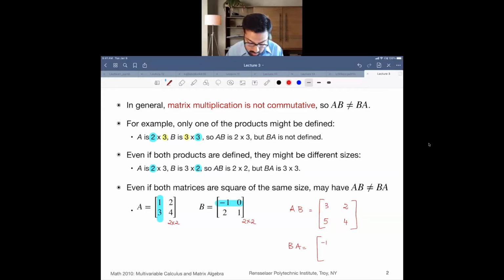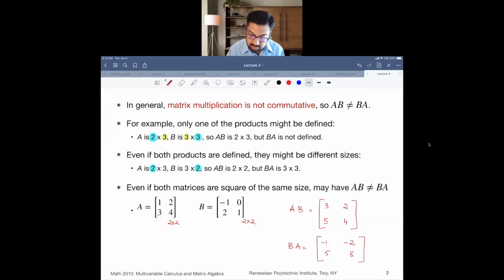Row 1, column 2 will give us -2 plus 0, -2. And then we are going to move to the second row here. So second row, column 1 will give us what? 2 times 1 plus 1 times 3. So that's 5. And then 4 plus 4, 8, right?